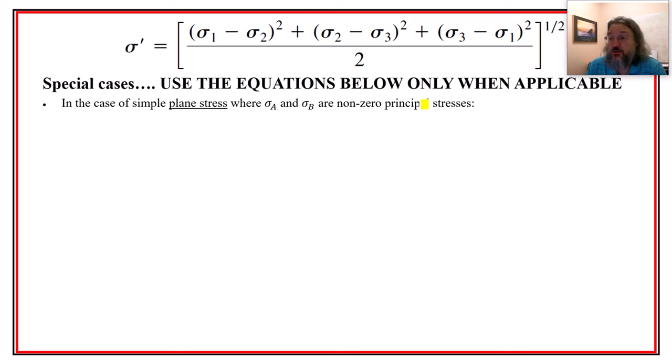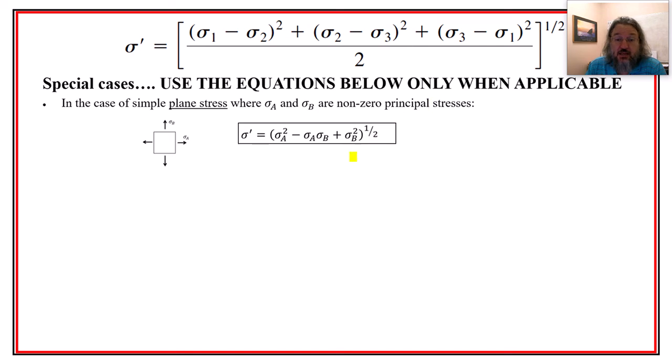And in that case, we usually use sigma A and sigma B for the 2 principal stresses. And in that case, just algebraically, you can substitute A for 1 and B for 2 and 0 for 3, and you can work this thing out. You'll find that it's A squared minus A times B plus B squared, and we're taking the square root of all that. So that's a simpler equation, right?